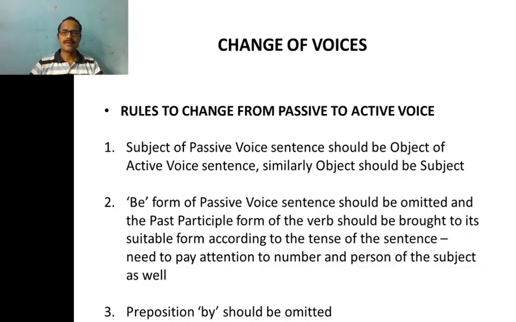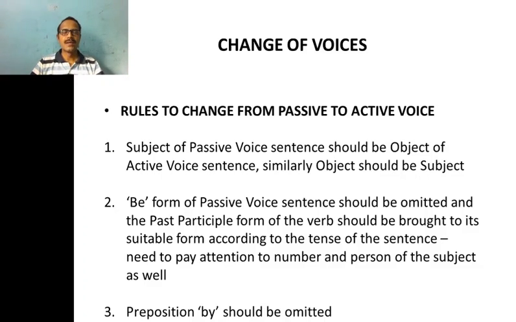When we change a sentence from passive to active, we must look at the number and person of the subject in active voice, and according to that number and person, the verb should be used, whether it is an auxiliary verb or main verb. So our verb must go according to the number and person of the subject in active voice when we change a sentence from passive to active. This should also be kept in mind.